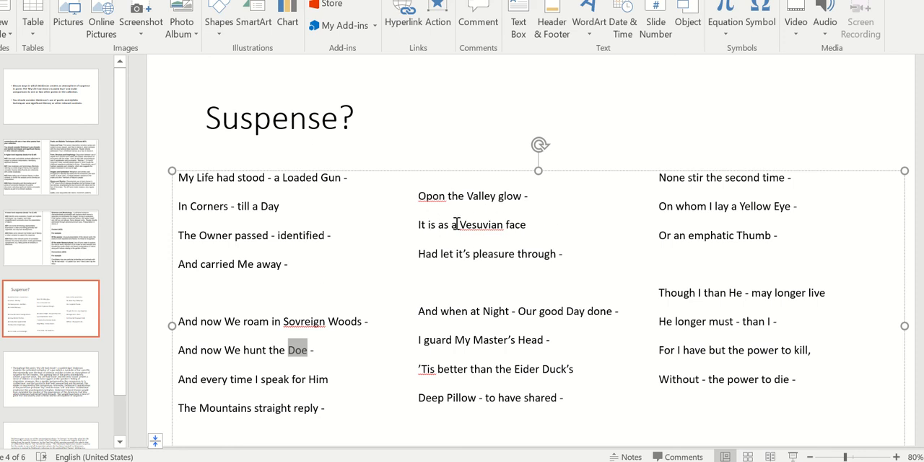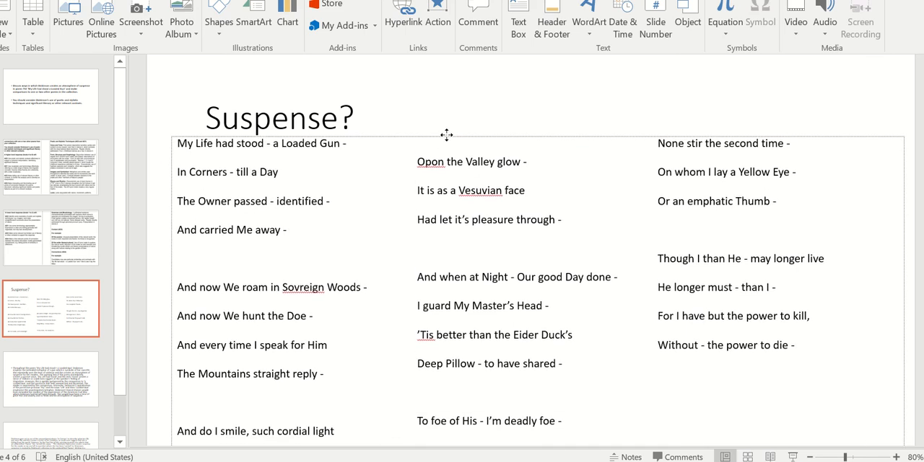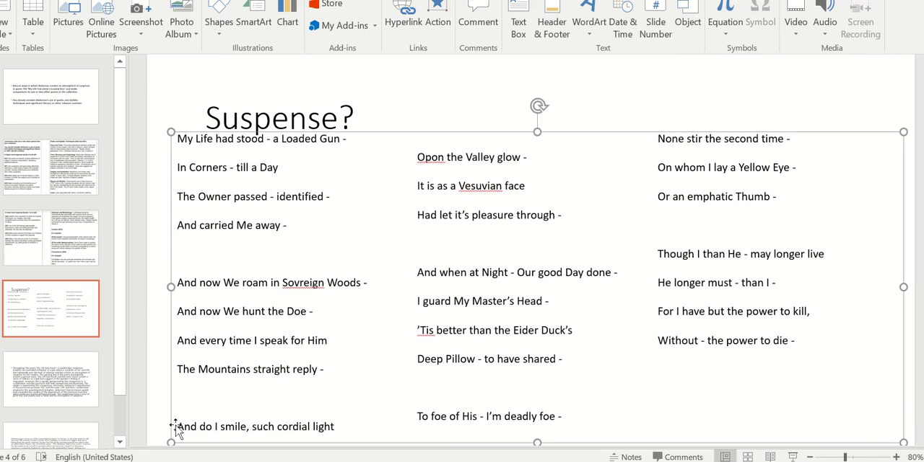Lots of you talked about this Vesuvian face, but what you could have said about it is this idea that there is an implied threat here. "Upon the valley glow it is as a Vesuvian face, and do I smile such cordial light upon the valley glow? It is as a Vesuvian face had let its pleasure through." So there is that threat in that word there.